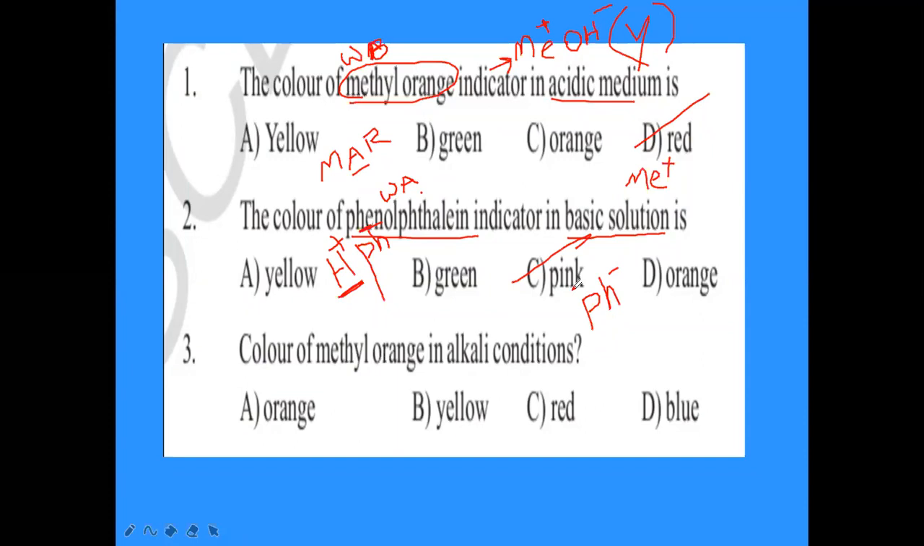So which type of molecules are selected as indicators here? Why have we taken the phenolphthalein molecule and the methyl orange molecule only as indicators? Why are not all substances used as indicators here? The reason is that the HPh molecule, the phenolphthalein molecule, has a colorless nature, but its anion has pink color. So its ion and molecule both do not have the same color.